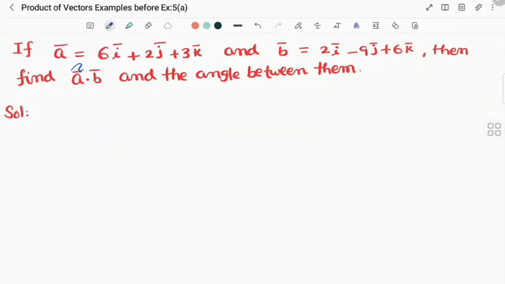The first question here: if A bar equal to 6i plus 2j plus 3k and B bar equal to 2i minus 9j plus 6k, then find A bar dot B bar and the angle between them. So they are asking to find the dot product of two vectors. First step, what you have to write: given vectors.